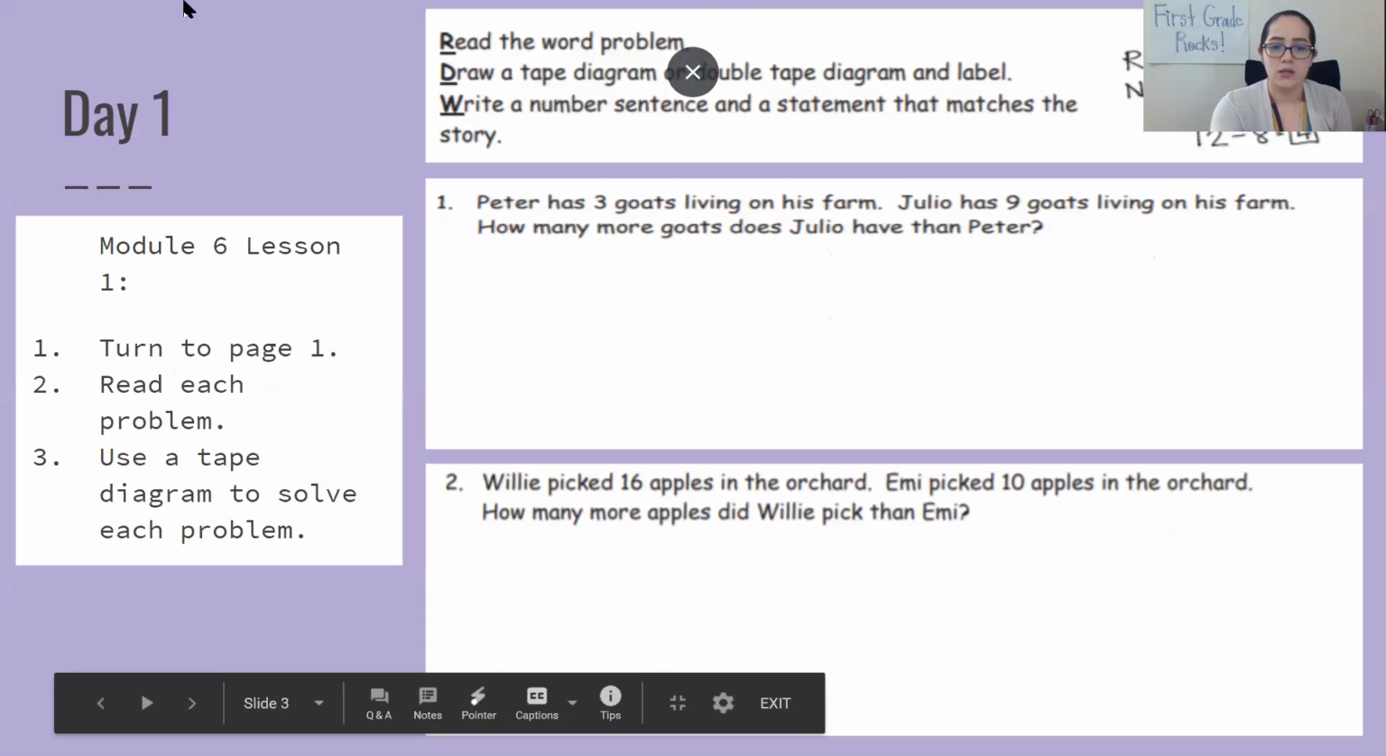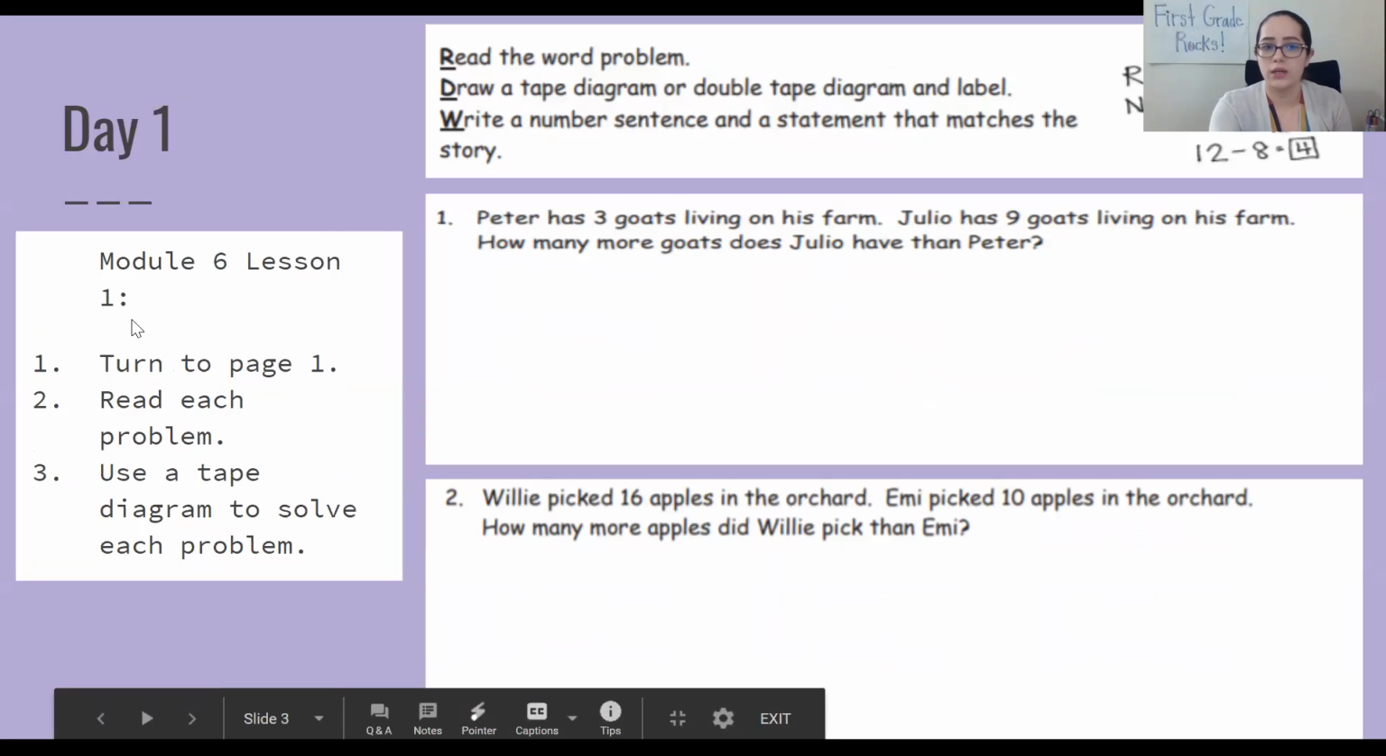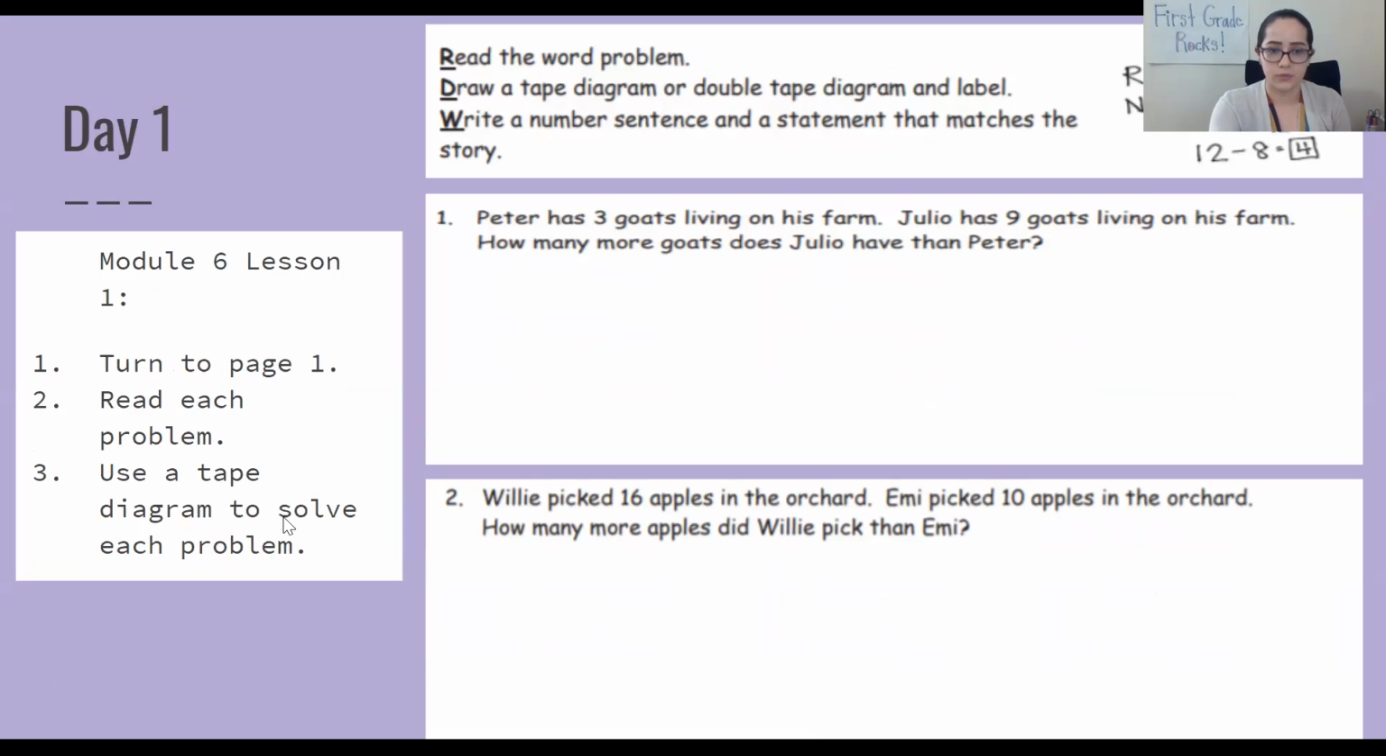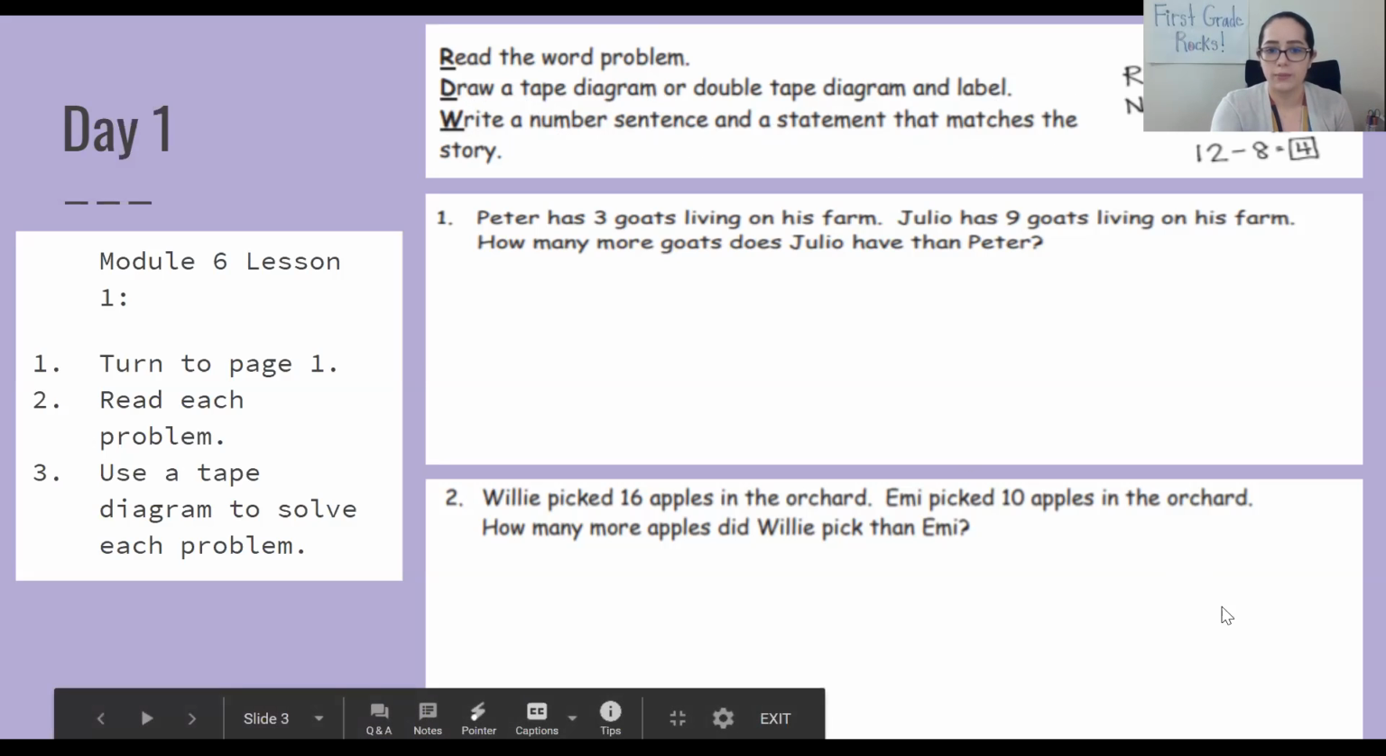Okay. Also for day 1, they are going to complete module 6 lesson 1, and this is on page 1 of their booklet in the math section. So for word problems, we use the RDW process. R is read, so we're going to read the word problem. D is for draw, so we're going to draw a tape diagram or double tape diagram and label. And W is for write, so write a number sentence and a statement that matches the story. All right, so let's go ahead with number 1.